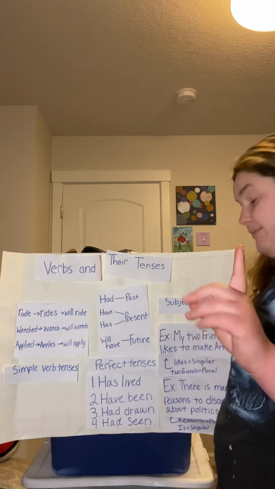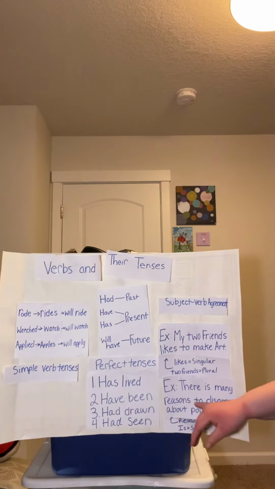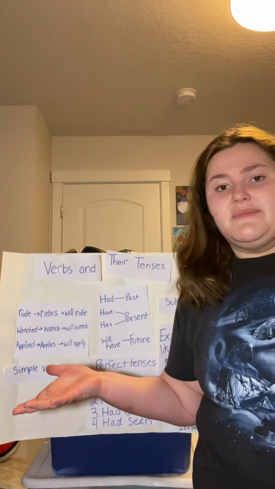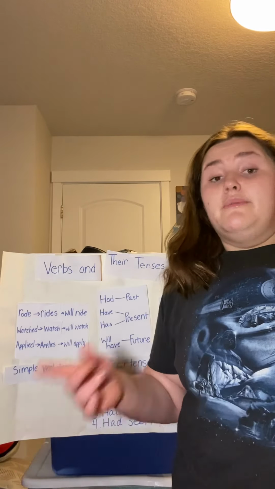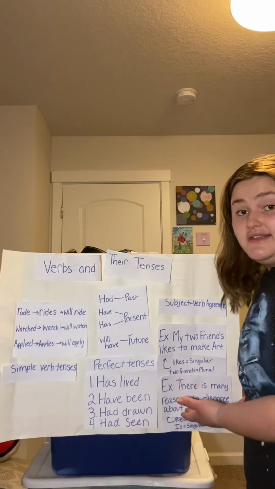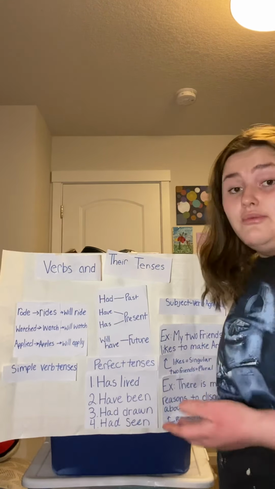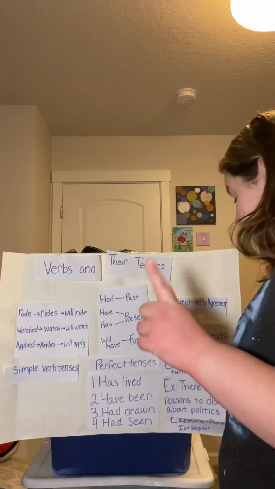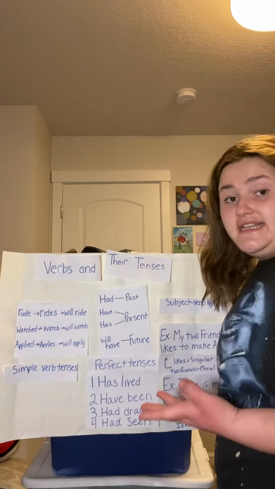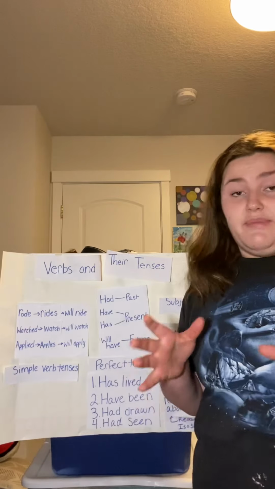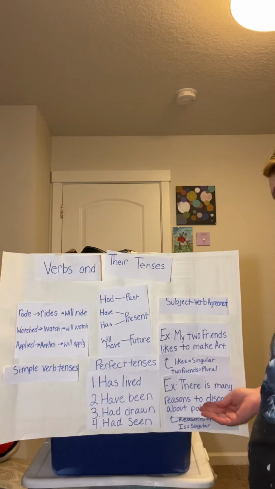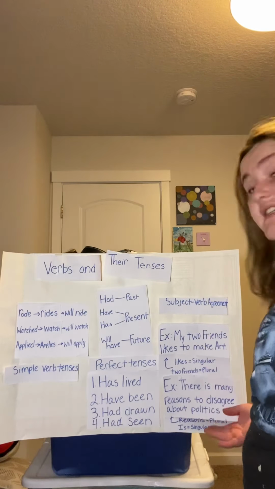Let's look at a bit more complicated of an example. So how about there is many reasons to disagree about politics? That sentence sounds pretty correct to me. What's wrong with it? Precisely. The subject of this sentence is reasons, which is plural, multiple reasons, not just one. And the verb of this sentence is. That's incorrect because is, even though it's an irregular verb and might be a little tricky, is referring to something that is singular. The correct version of this sentence would be, there are many reasons to disagree about politics.